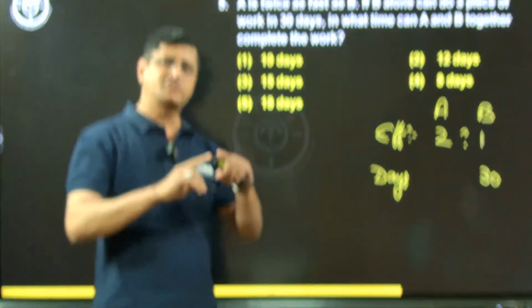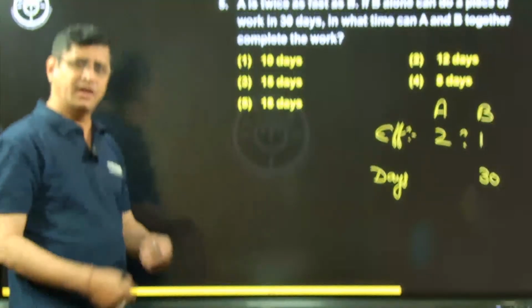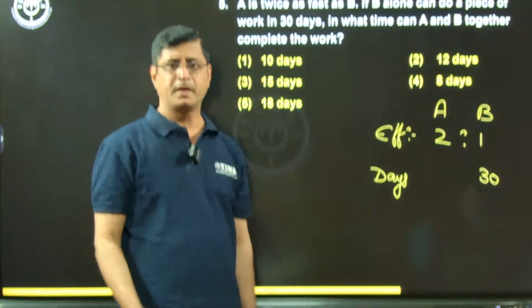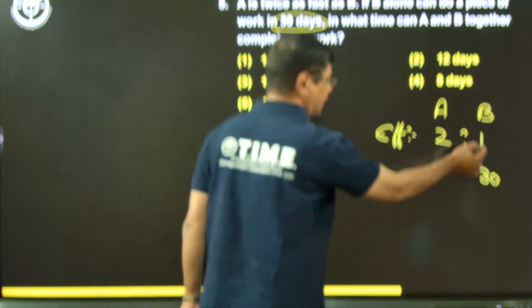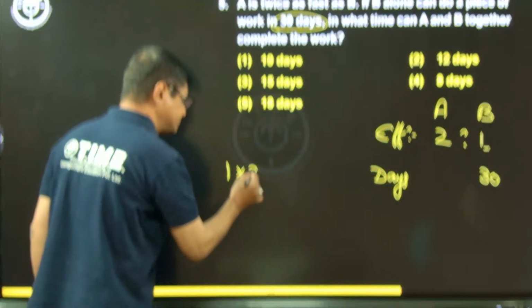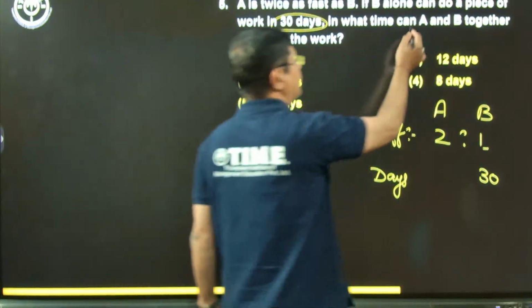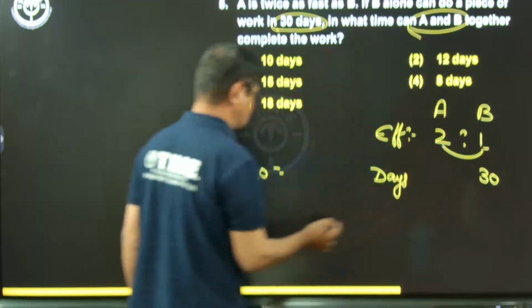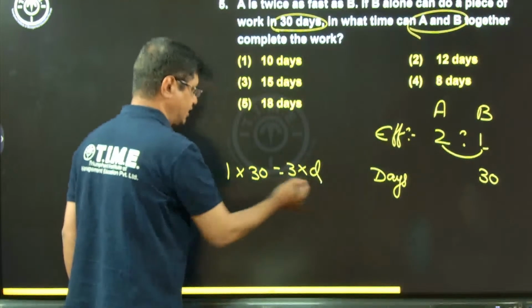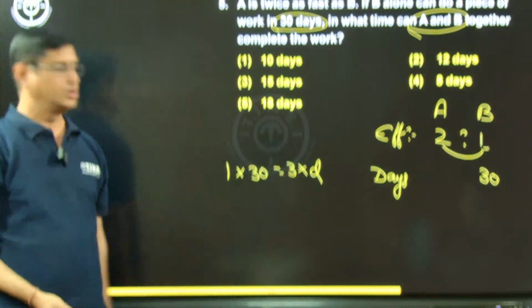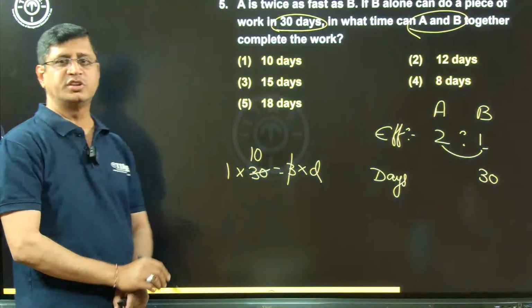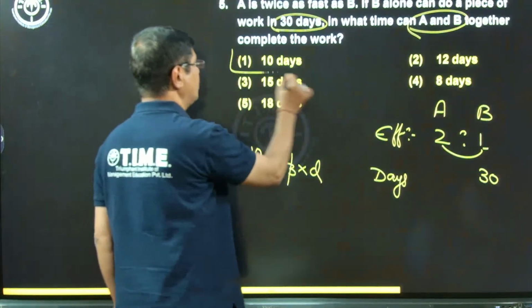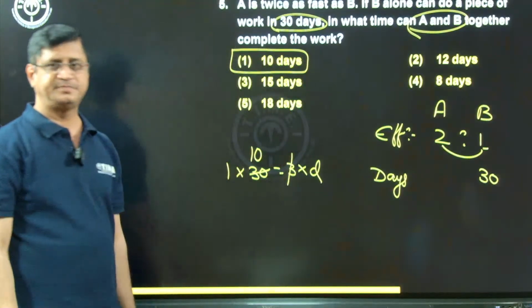My dear students, efficiency and days, these two are inversely proportional. Now I am using again the total man days concept, that is M1 D1 is equal to M2 D2. B alone can complete in 30 days, so 1 into 30 is equal to A and B together. Together means the sum of these two, that is 3 into number of days. Simplify, 3 here goes exactly 10 times. Now the answer for this question is 10 days. Right choice, option 1. The first choice is the right answer.